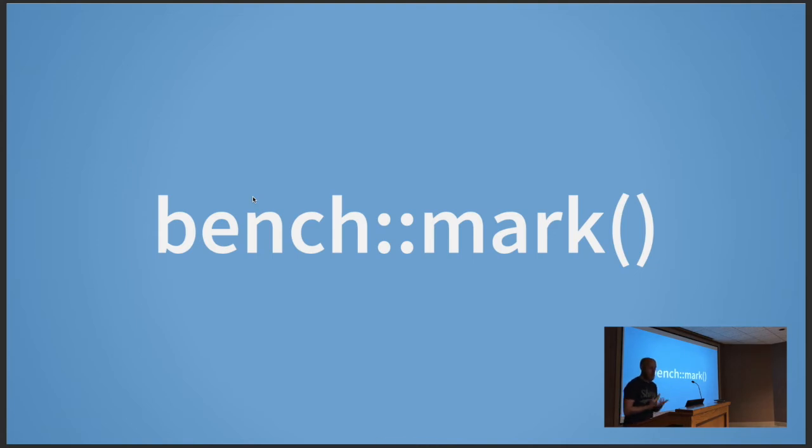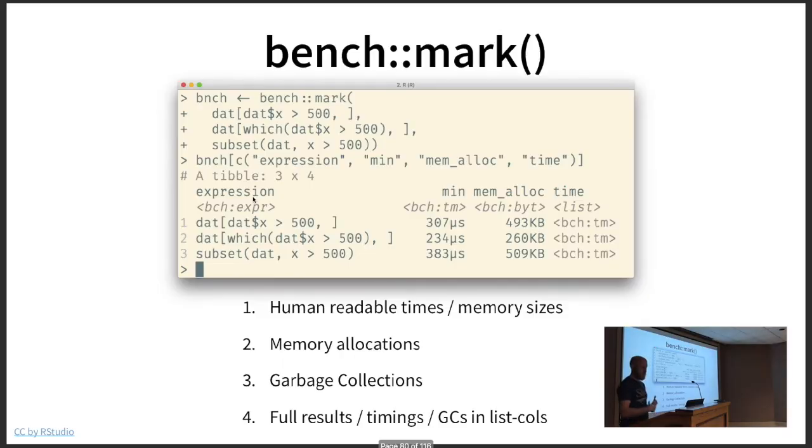So the bench package has a function mark, so you can call benchmark. And the way this works is up at the top, I'm calling the function, and then I give it 3 different expressions that I want to benchmark. All these expressions are basically just subsetting a data frame. And then benchmark will then run each of these 3 expressions a number of times and time each of those runs. Then I'm returning the result and it returns the results in a data frame.